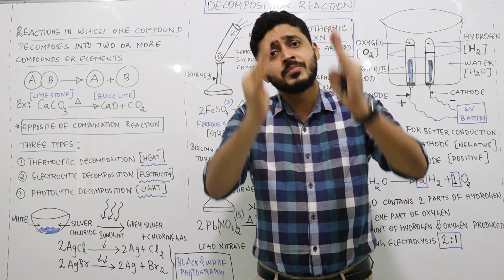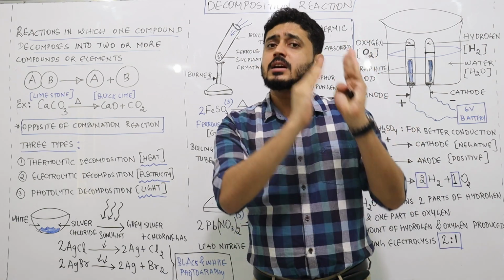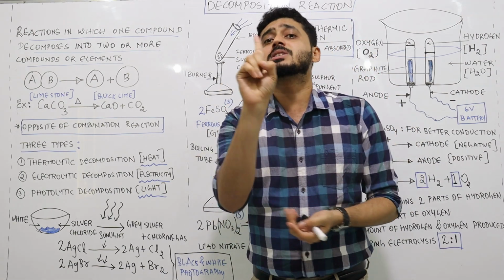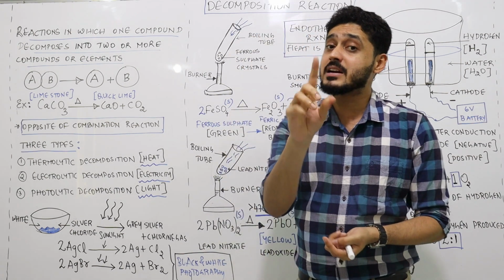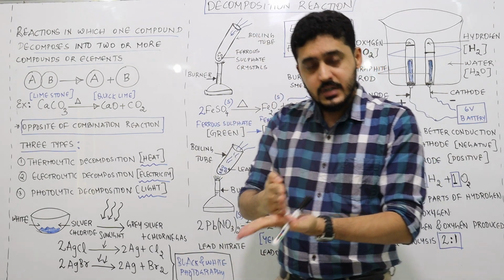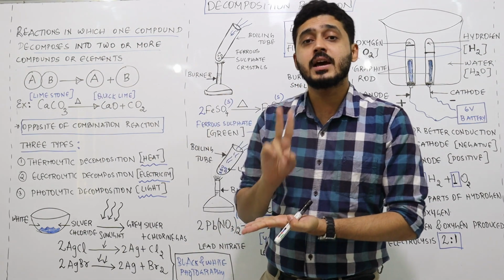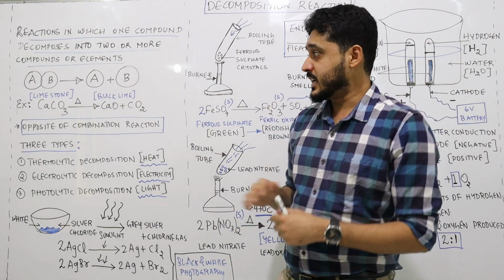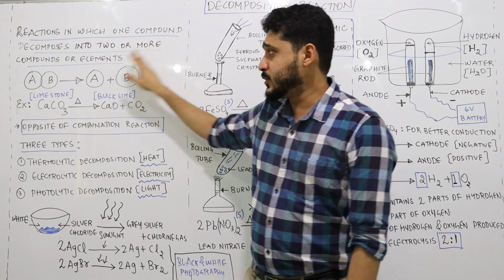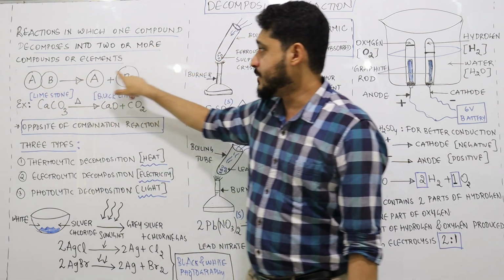In combination, you add 2 or more reactants combined to give you a single product. Here, a single reactant decomposes to give you 2 or more products. Clear? Yes. Now, how does this decomposition happen? Suppose you take AB, which gives A plus B.